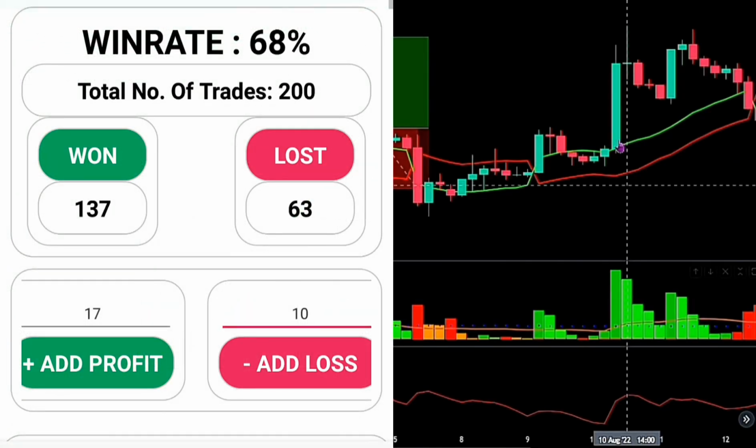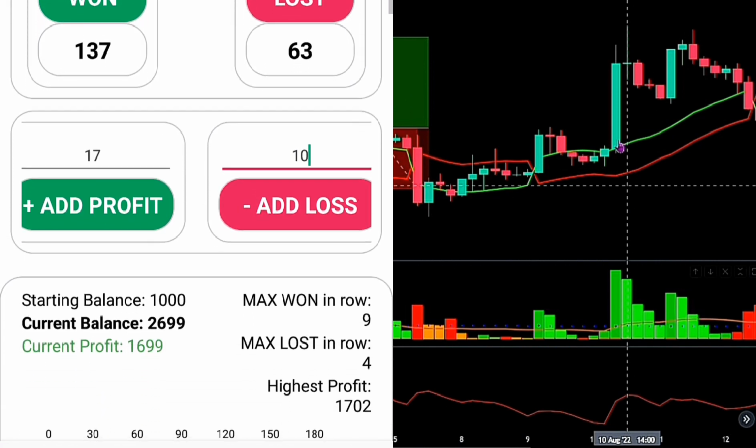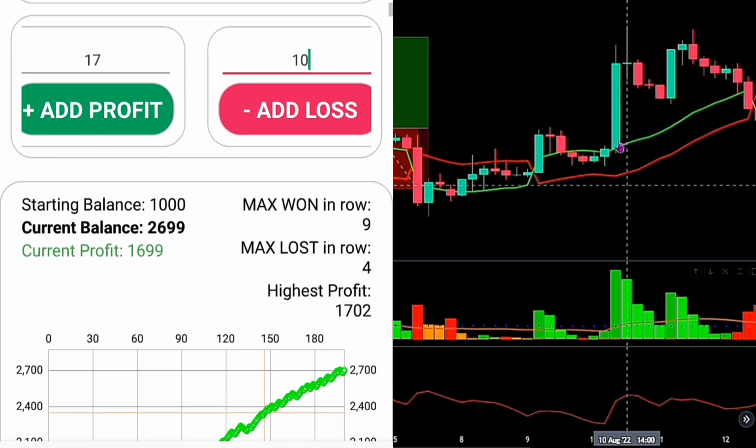So we just finished the backtesting for this strategy. And we can see that the results are amazing. We had a win rate of 68% in 200 backtested trades, and this is not bad, because with proper money management, you can increase the winning by 3%. Having won 137 trades and lost 63, which made us a 169% return on investment. And I found those wonderful trade setups within 10 months.